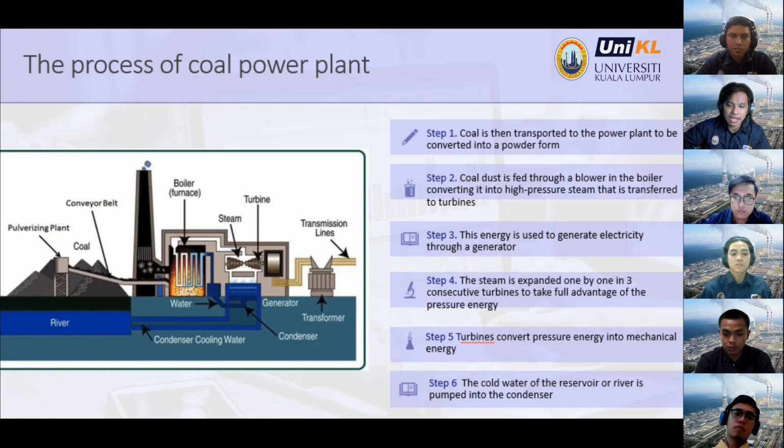These turbines turn at high RPMs, which convert pressure energy into mechanical energy. The temperature of this water is kept under a safe range so that it does not harm the aquatic life in the water body. Furthermore, to extract heat from the steam, the cold water of the reservoir or river is pumped into the condenser, and after heat exchange, it is pumped back into the water body.